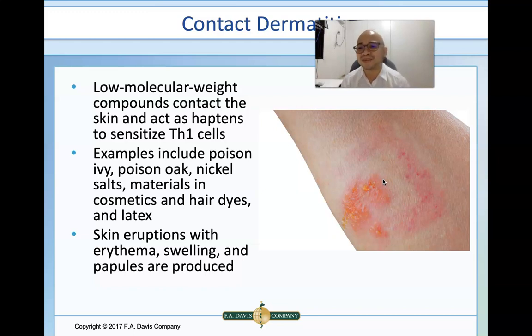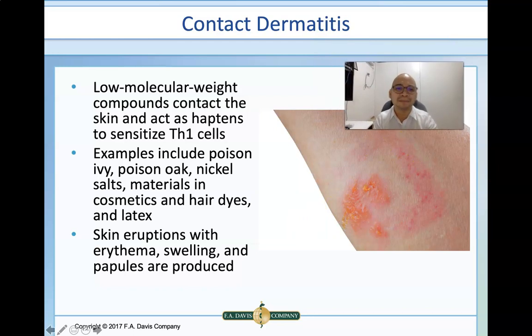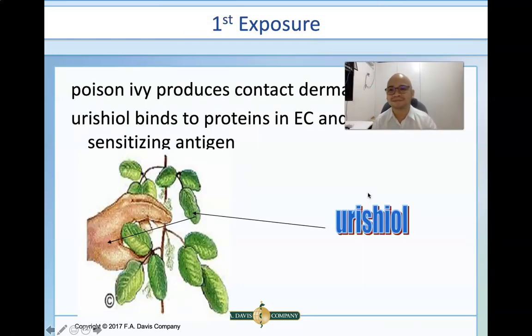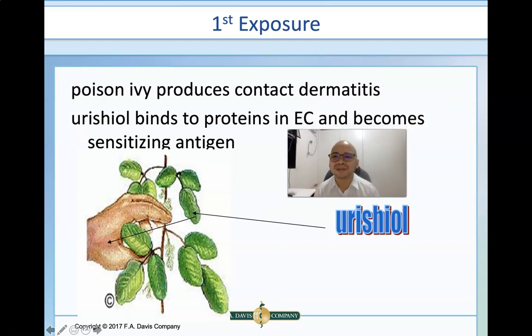So just like poison ivy, poison oak, nickel, salts, materials in cosmetics, hair dyes, and even latex. Okay? So there would be skin eruptions, as you can see here: erythema, swelling, and papules. Papules here are produced. So what happens? During first exposure, upon contact with poison ivy, urushiol, the active substance in the poison ivy, will bind to protein in epithelial cells. So that becomes the hapten and becomes the sensitizing antigen.